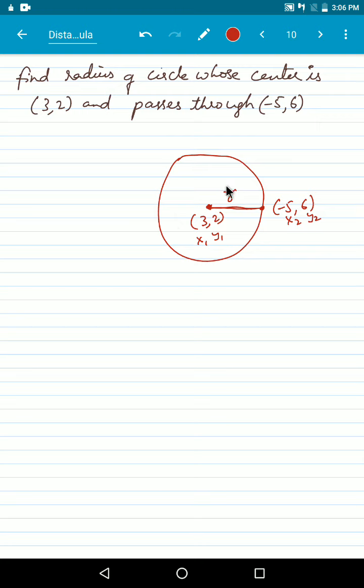Okay, find the radius of the circle and write the answer in the comment section. All right, you can do this easily, right? So let us go for the other problem.